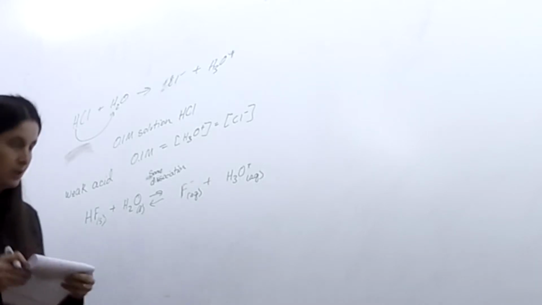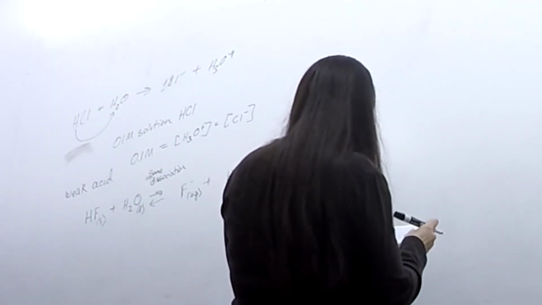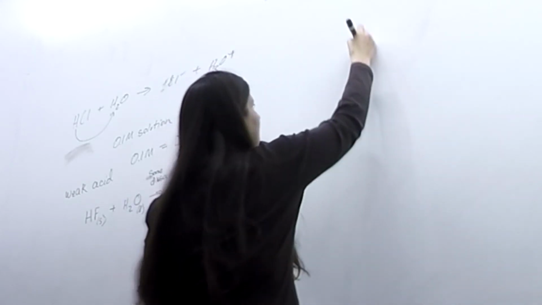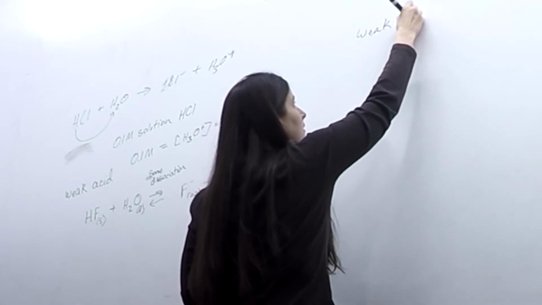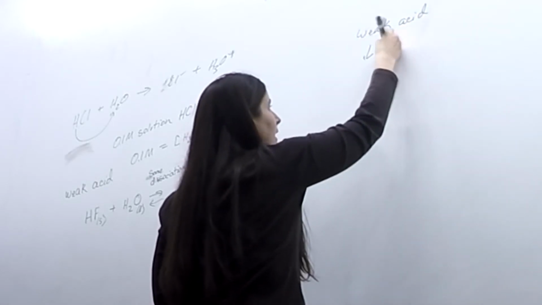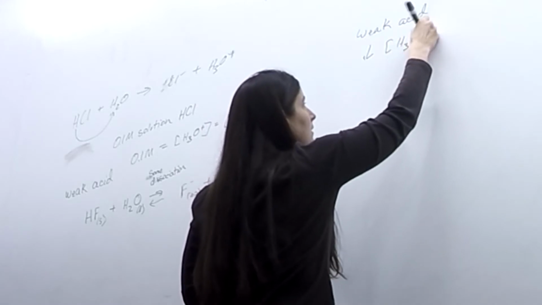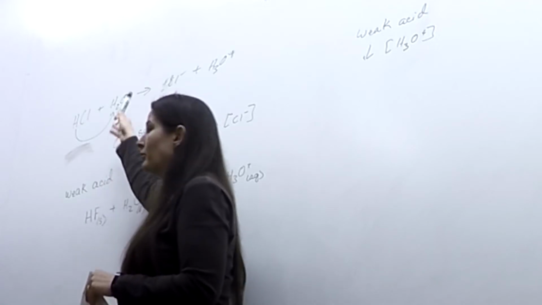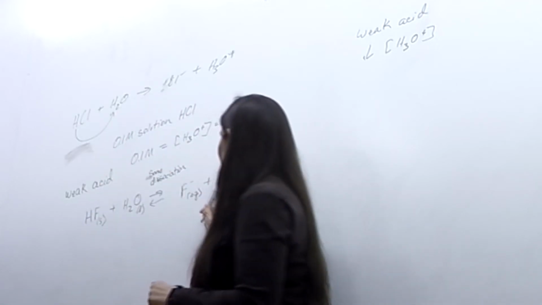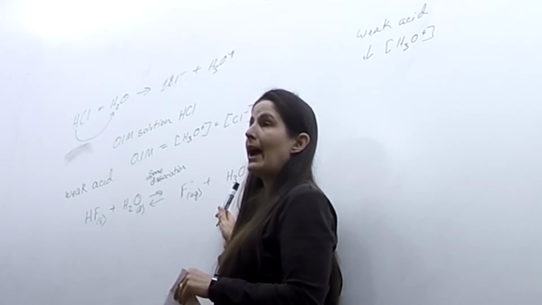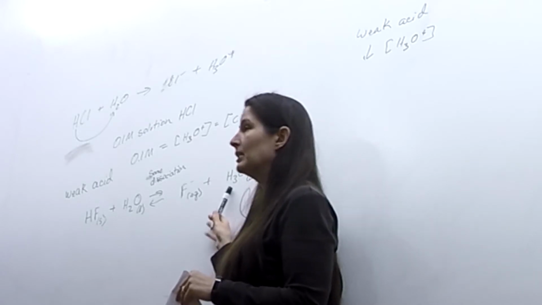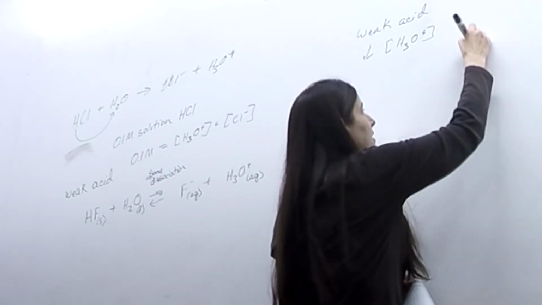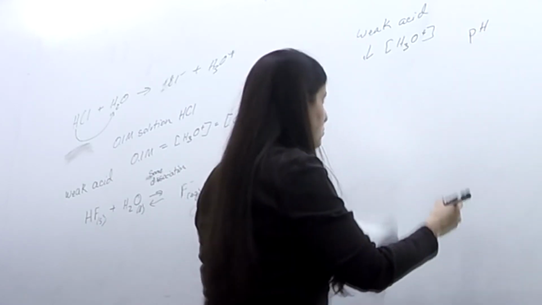All right, so if we have a weak acid, we are going to have less of the H3O overall. If we start with the same concentration of both of these, we are going to have less H3O in our weak acid because it does not break completely down. So let's say that we took the pH of these two solutions.